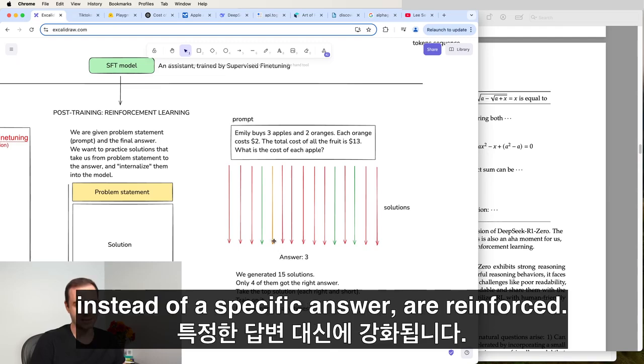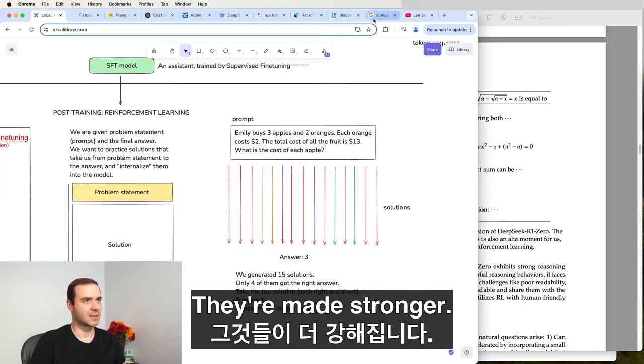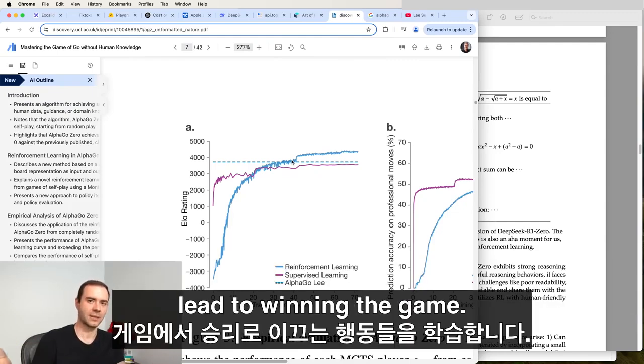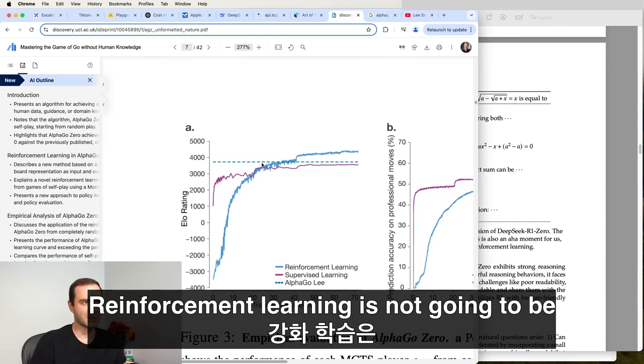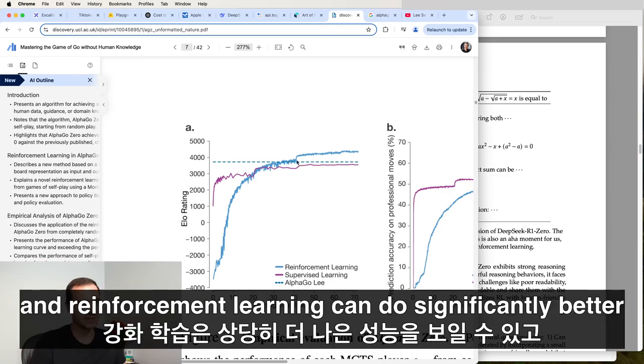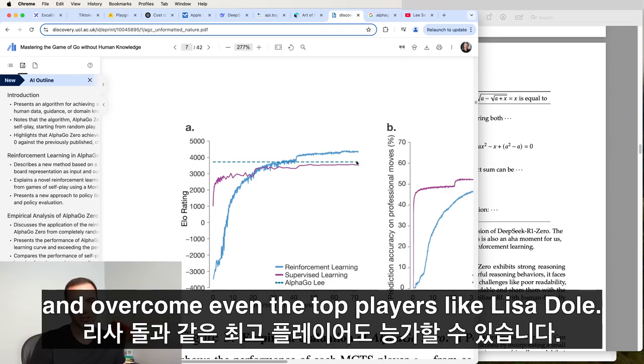instead of a specific answer are reinforced. They're made stronger. And so the system is learning basically the sequences of actions that empirically and statistically lead to winning the game. And reinforcement learning is not going to be constrained by human performance. And reinforcement learning can do significantly better and overcome even the top players like Lee Sedol.